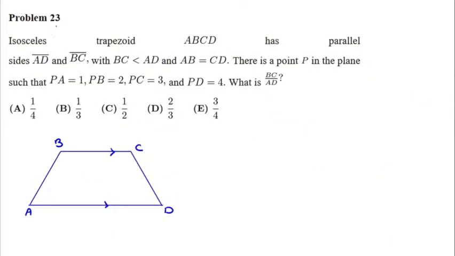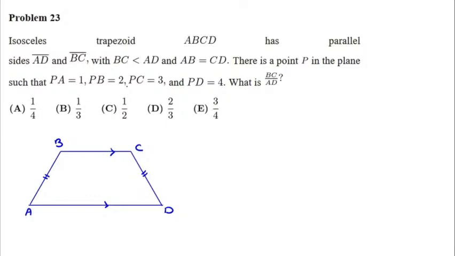The problem number 23, AMC 10 2022. It says isosceles trapezoid ABCD has parallel sides AD and BC with BC less than AD and AB equal to CD. Okay. There is a point P in the plane.